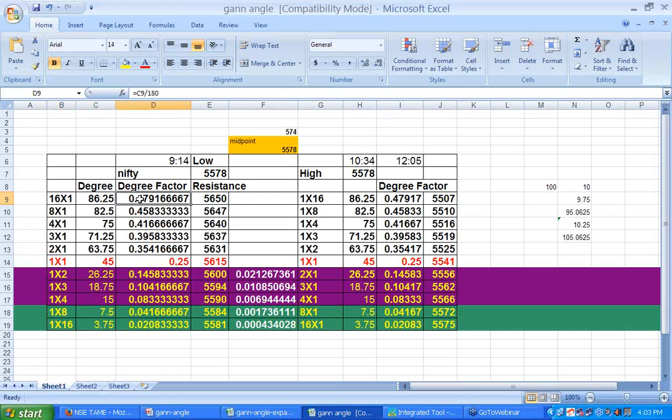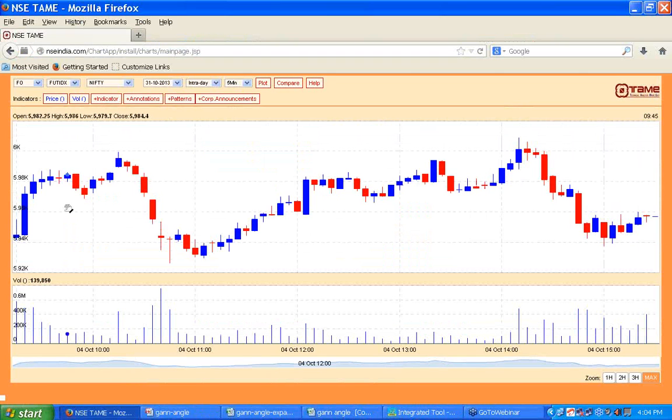For every degree, there is a degree factor, and using any price point, either high, low, midpoint or closing price, you are able to find out which price point that respective trend line will pass through. Here I'm just taking one small example. Suppose I have taken Nifty.